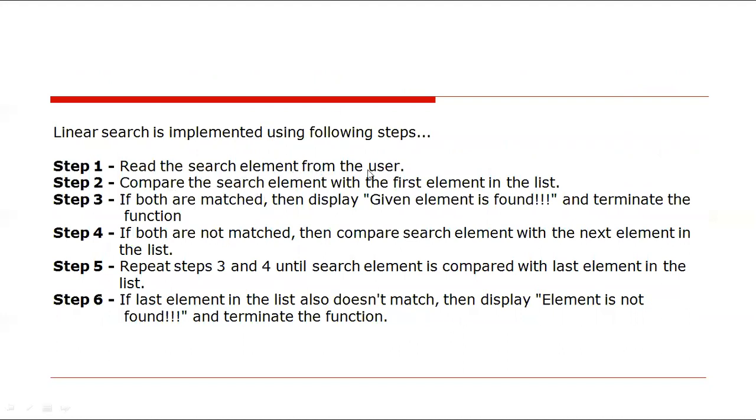Here, read the search element from the user, and compare the search element with the first element in the list. If both match, then display that the given element is found and terminate the function. If both do not match, then compare the search element with the next element in the list. Repeat steps 3 and 4 until the search element is compared with the last element in the list. If the last element in the list also does not match, then display that the element is not found and terminate the function.